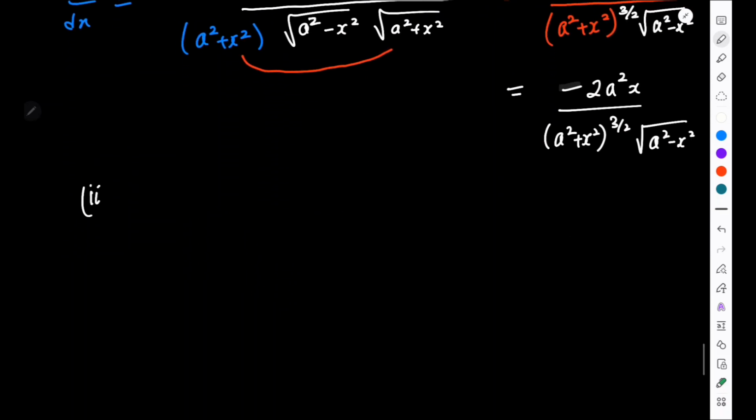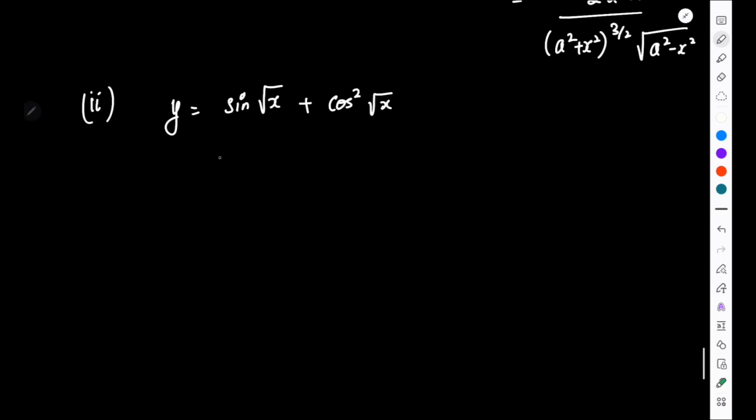Let's see the second subdivision. So given is y is equal to sine root x plus cos square root x. Now if you take this, again you can consider this one as p, this one as q.